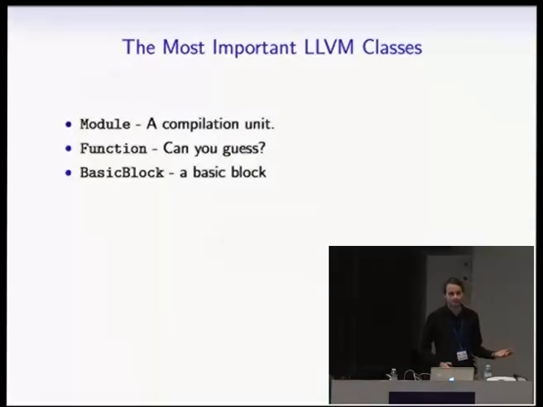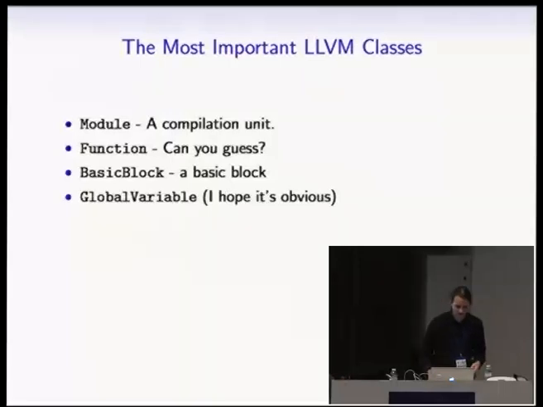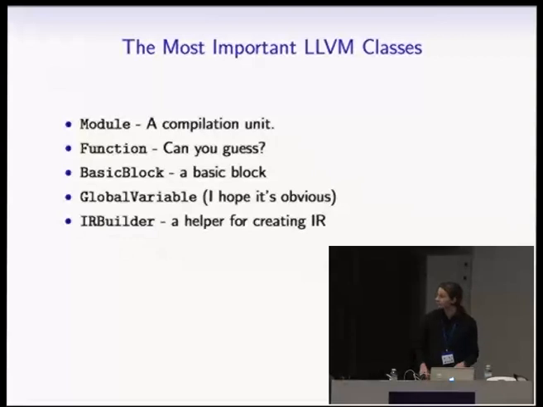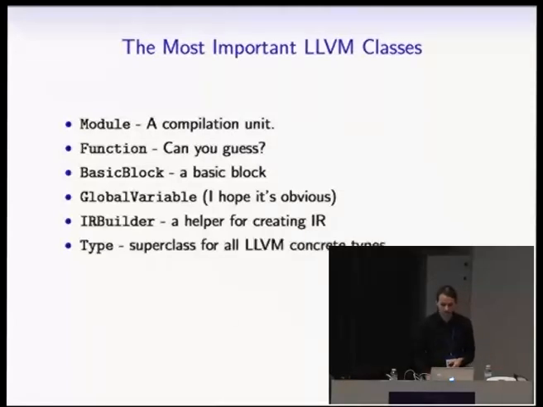An LLVM module is a module. A function is, well, yeah, you get the idea. Global variables are a class that represents global variables. The most useful class for people writing front ends is this IR builder class, which is just a helper class which will generate LLVM instructions for you with just a single function call for each one.